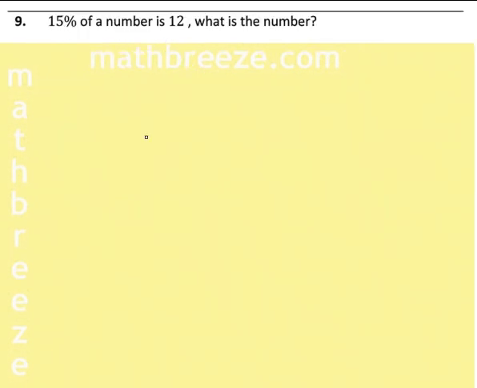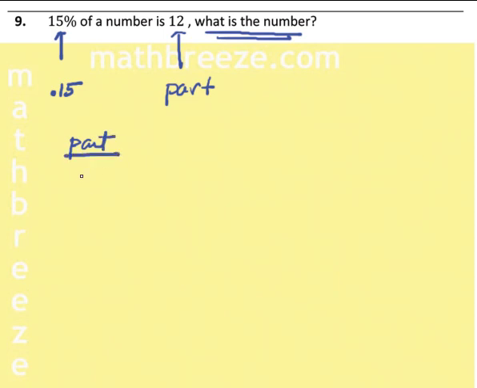Number 9 says 15% of a number is 12. What is the number? So this time we're finding the number, or we're finding the whole. So to find the whole, we take the 12. The 12 is the part, and we're going to divide by the percent converted to a decimal. So we're going to divide the part divided by the percent in decimal, and that'll give us the whole.